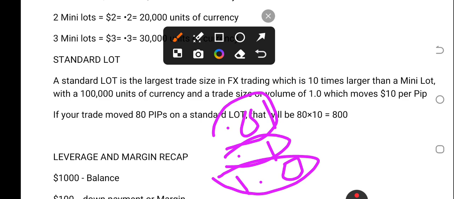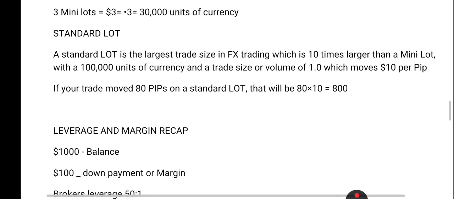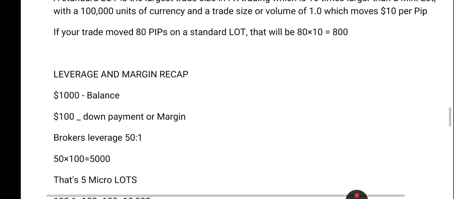Now, to trade what is 10 times larger than a mini lot, which is $10,000 for one mini lot, you multiply that by 10, you get 100,000. So you need 100,000 units of currency to open a position size of 1.0 lots. Let's say your trade moves 80 pips on a standard lot. What are you going to do? You multiply that 80 by 10, that will be 800. That is the amount you have made.